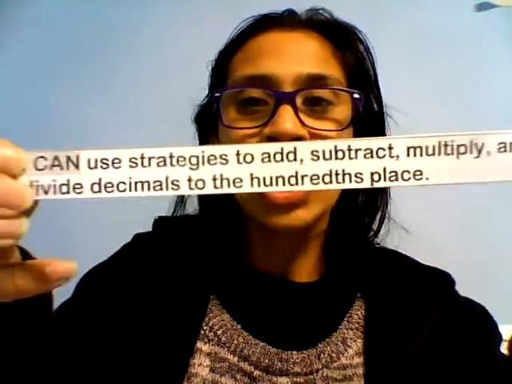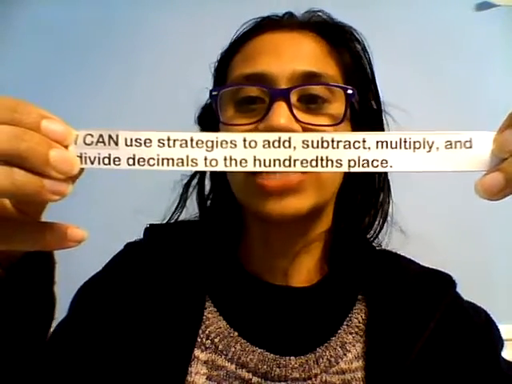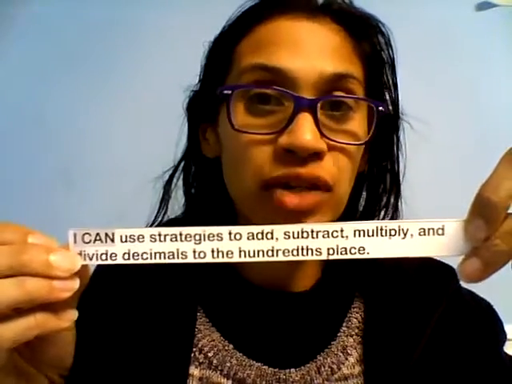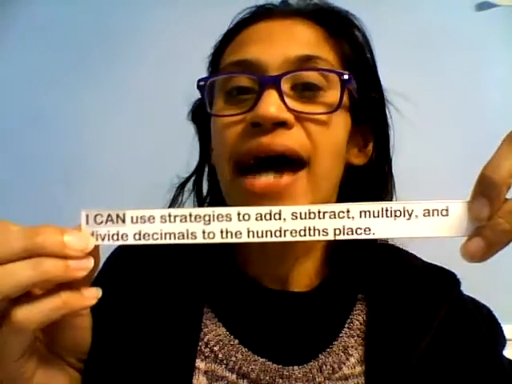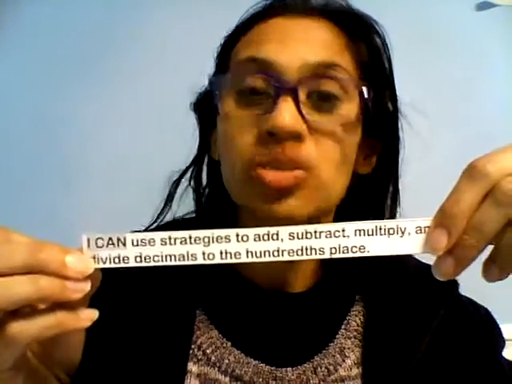When you are done with that, you can write your I can statement. I can use strategies to add, subtract, multiply, and divide decimals to the hundreds place. Now, if you didn't subtract or divide in this problem, you don't have to write those words down. You can just say, I can use strategies to add and multiply decimals to the hundreds place.